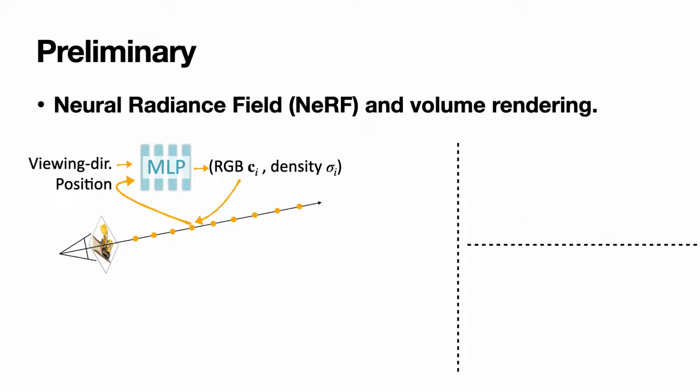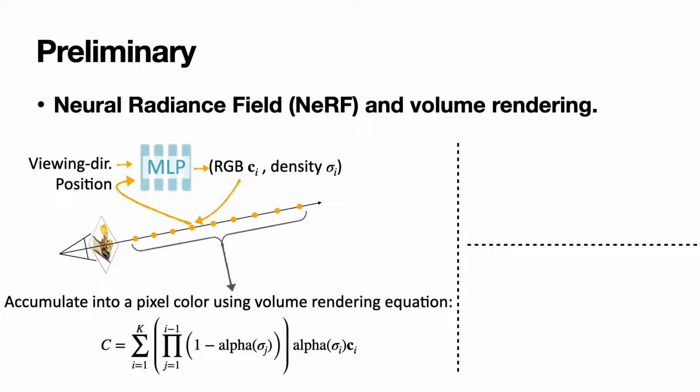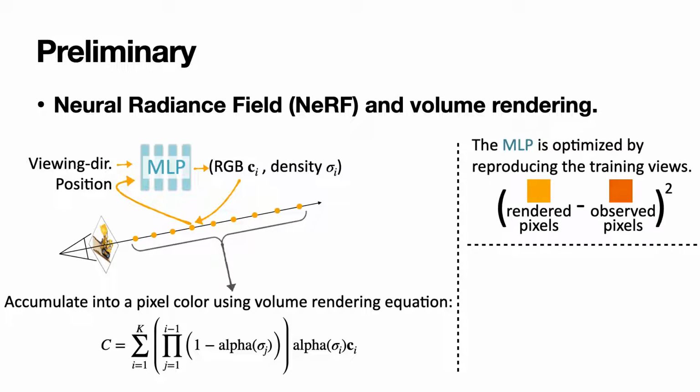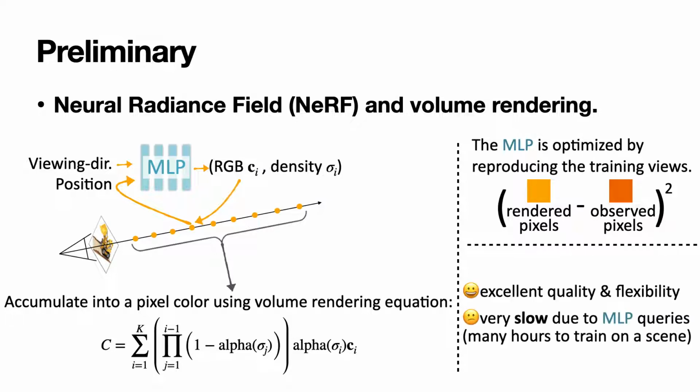NeRF emerged as an appealing method for this task for its quality and flexibility. In a nutshell, NeRF uses an MLP network to take a position and a view direction as input and predicts the corresponding color and density. The color and density prediction for the sample points on a ray can then be accumulated into a pixel color using the volume rendering equation. Finally, the MLP network is optimized by reproducing the training views.